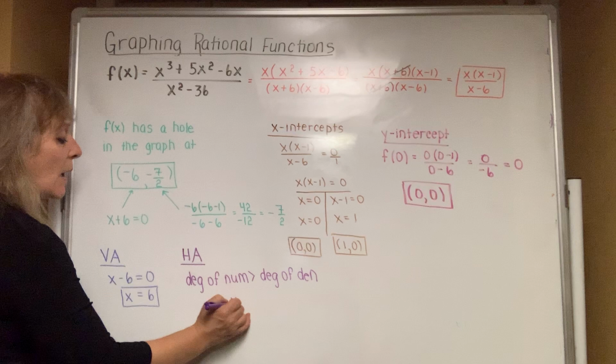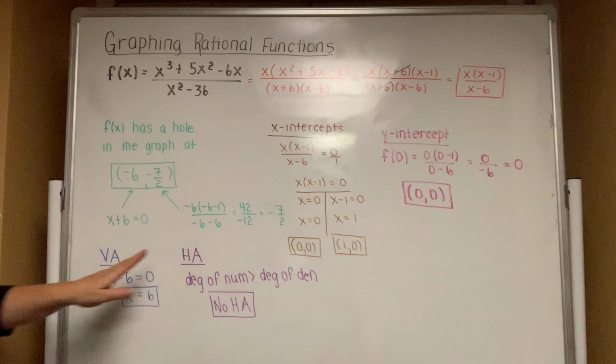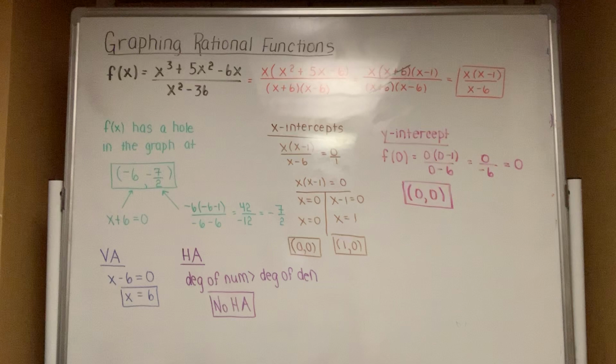So if there's no horizontal asymptote, that's when you are forced to have a slant asymptote, only when the degree of the numerator is greater than the degree of the denominator. So that is one thing I did not go over, how to figure it out. So that's what we're going to do right now.